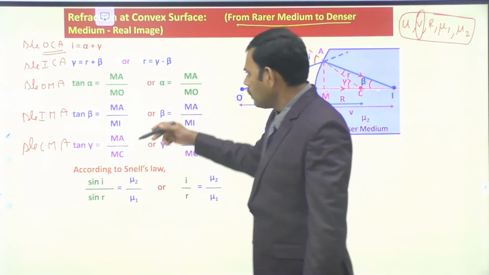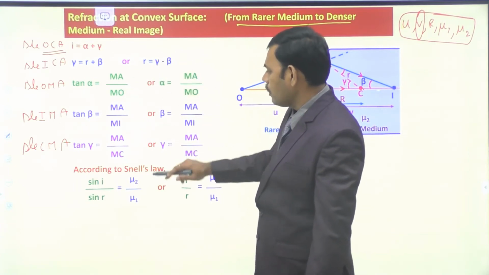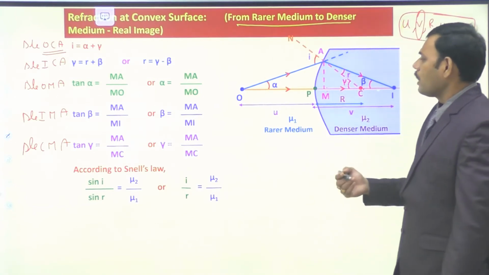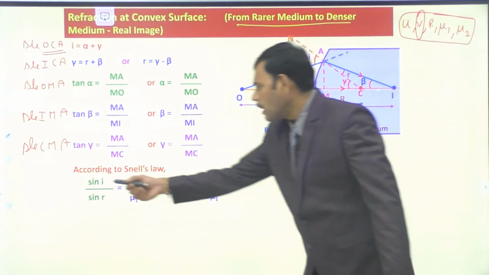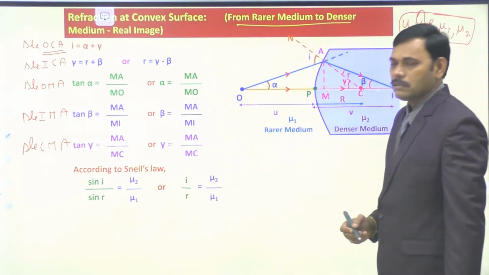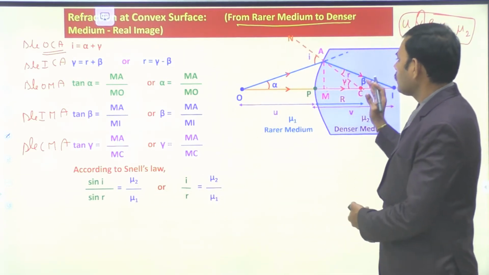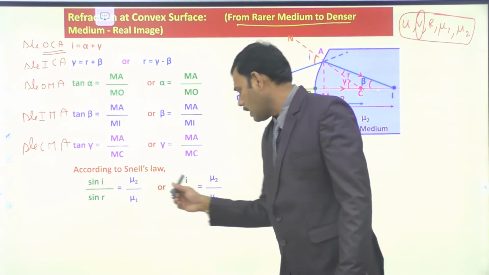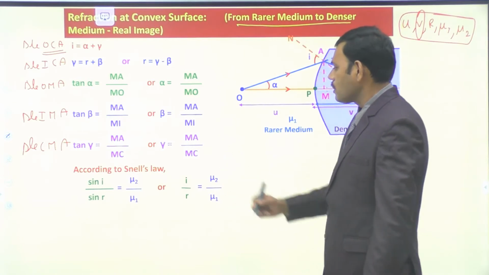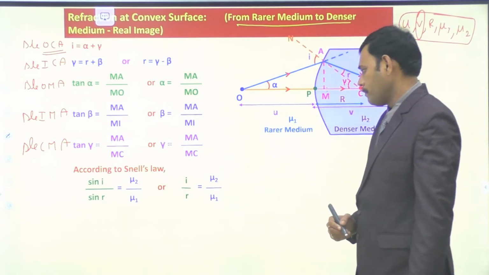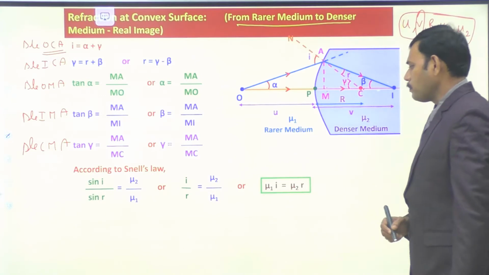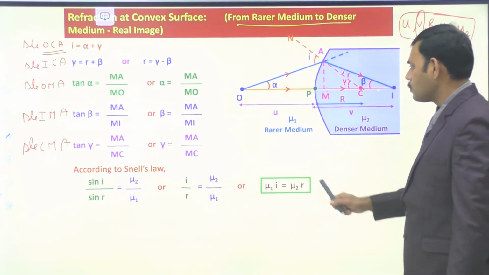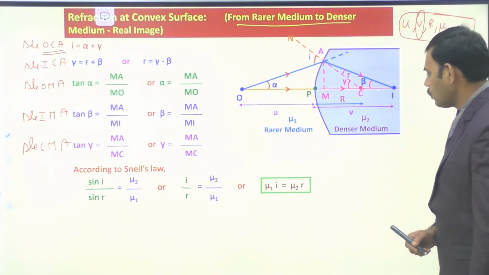As usual, as we replaced tan alpha by alpha, here also i and r are very, very small angles. For small angles, we may replace sin i by i and sin r by r. Therefore, i by r is equal to mu2 divided by mu1. On cross multiplying, we get a simple form: mu1 i is equal to mu2 r.